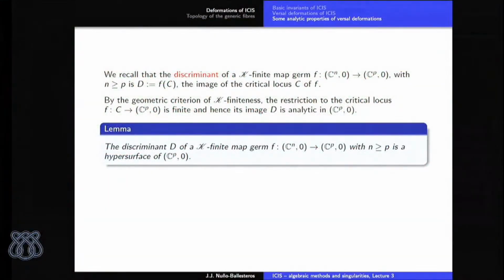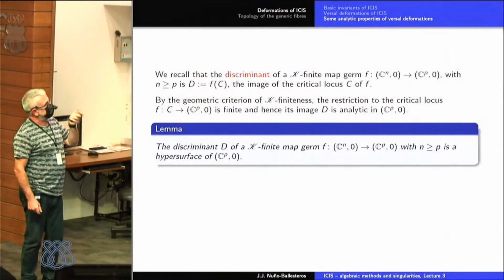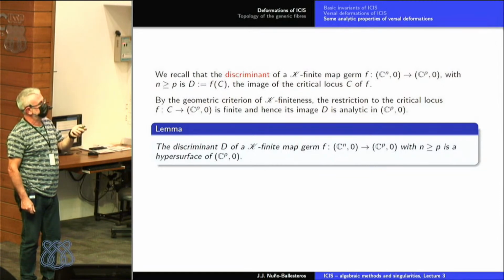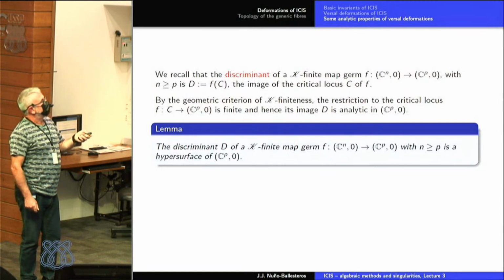Okay, so the first lemma is that in general, for any K-finite map germ, this discriminant, which is analytic, is a hypersurface in CP. So this is true for any K-finite map germ, okay? So it is a divisor. So a hypersurface is a divisor.